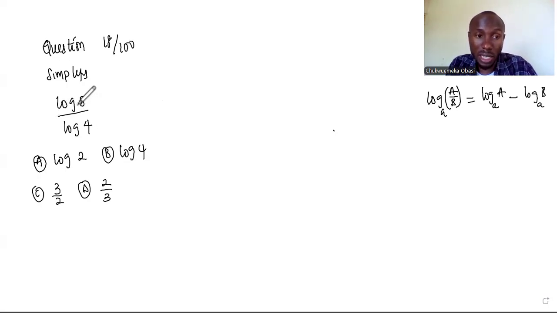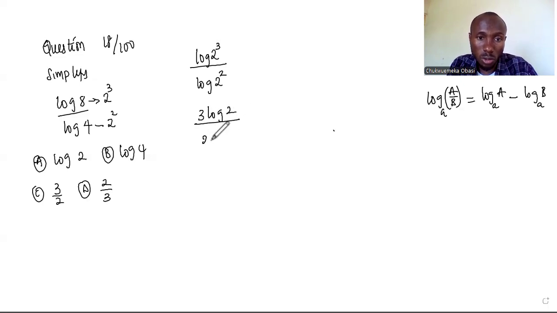Now, first thing you recognize is that these logarithms do not have a base, so they are all in base 10. So what do we do from here? You remember 8 can be written as 2 to the 3 and 4 can be written as 2 to the 2. That makes sense for us because they both have the same base. So now I will write them as log 2 to the 3 all upon log 2 to the 2. And from the laws of logarithm, the powers will fall in front. So you have 3 log 2 all over 2 log 2. Of course, we cancel out log 2, and what we are left with is 3 over 2. And that is option B.